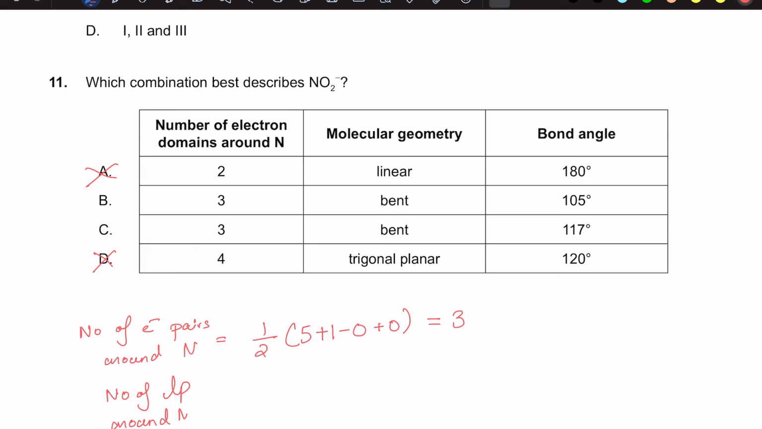Number of lone pairs is the number of electron pairs around N minus the number of atoms around N. In this compound we have two oxygen atoms around, so lone pairs is 1. So if it's 1 lone pair and the electron geometry is 3, if you have 3 electron pairs around the central atom, your electron geometry would be trigonal planar. In this trigonal planar, we will replace one of the groups with a lone pair. So we will get something like this.